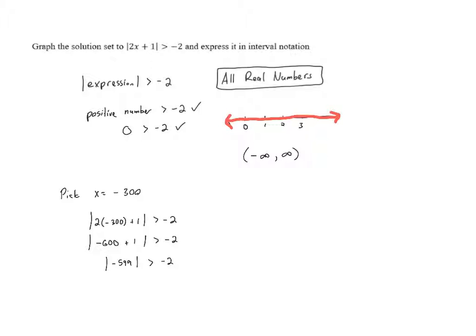And we know that if we take the absolute value of negative 599, we end up with positive 599. And that is definitely greater than negative 2. So that checks. In fact, it doesn't matter what you pick for x. In this step where we take the absolute value, we are always going to get a positive number or 0. 0 is always possible as well. But we are always going to get a positive number or 0. And every positive number is greater than negative 2. And 0 is greater than negative 2.